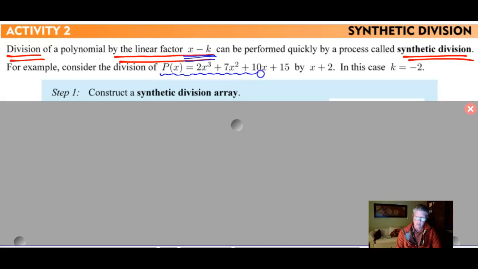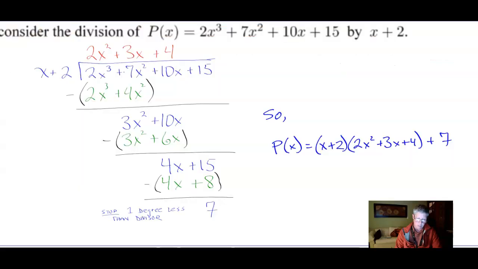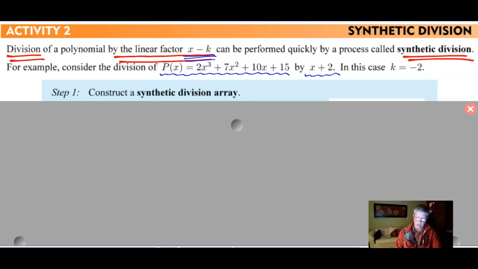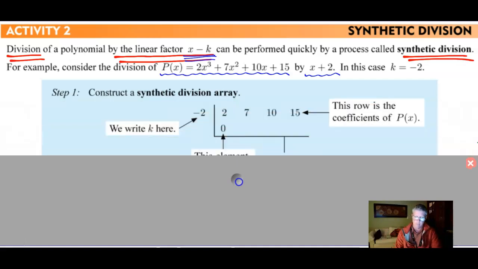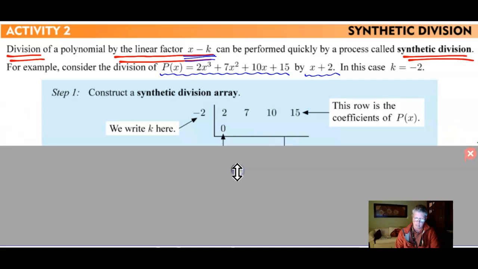Let's say we take this and we divide it by this. And oh, didn't we just do that? Yeah, so there it is. We know the answer. So look at step 1, they do an array. An array is kind of an organizational tool, and the key is, where do they get these numbers? Where do you think you get 2, 7, 10, 15? All the coefficients. Great.